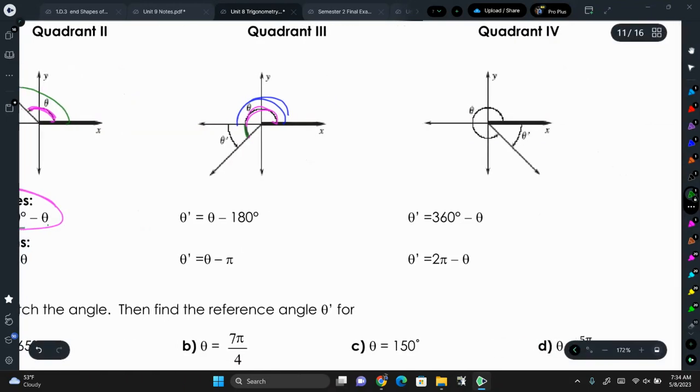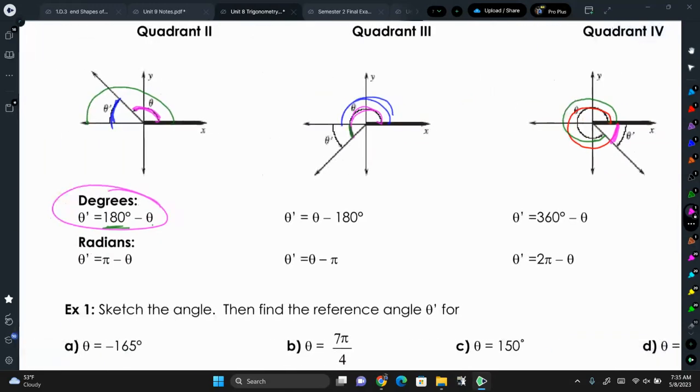And then in quadrant number 4, you're doing a full circle minus the angle you're given, and then you're left with just the angle from the terminal side to the nearest x-axis.